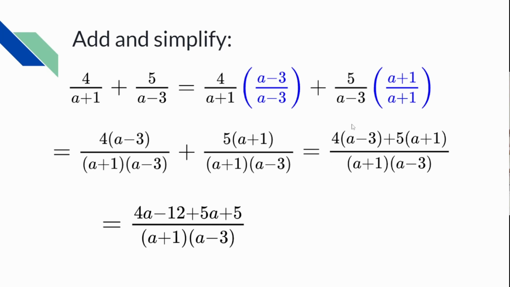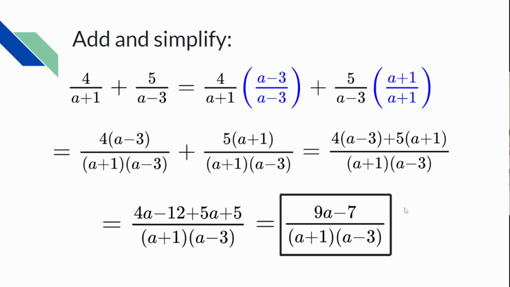When we distribute, we get 4a minus 12, and then 5a plus 5. We can see that we have some like terms going on here, right? We have 4a and 5a in blue. Those add up to give 9a in blue. And then in red, we have these constants floating around. Negative 12 plus 5 gives us negative 7. So this is my final answer. We can't simplify this any further.